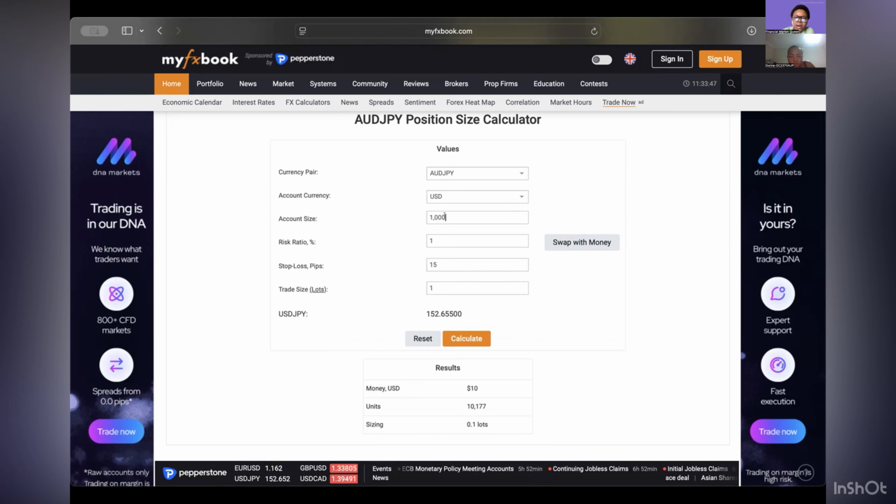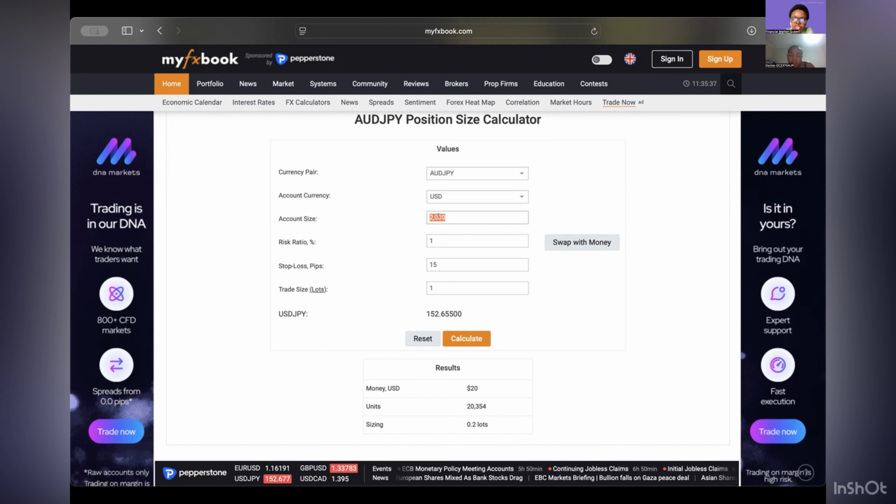Now, let's assume we don't change anything else. Let's just increase our account size to, let's say, 2,000. When you increase your account size to 2,000 and click calculate, the money went to $20, the units are 20,354, and the sizing is 0.2 lot. So what you want to take out from this after calculating is your lot size. That is the sizing you're going to use to take a position in the market with your MetaTrader.